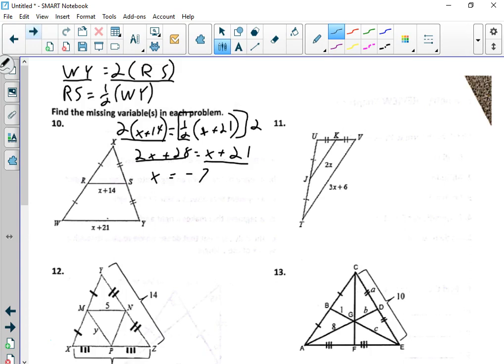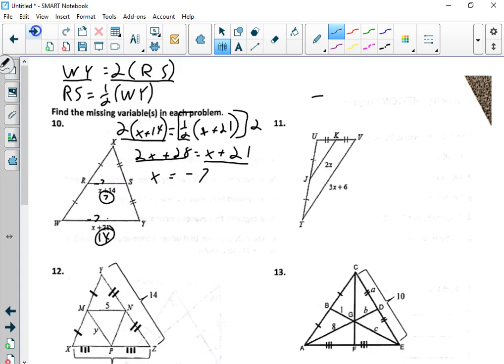And some of you are going to say, oops, I made a mistake. No, you didn't. But we can't have a measurement that's -7. We don't. -7 is x. When we plug -7 in right here and right here, 14 minus 7 is 7. 21 minus 7 is 14. Those lengths are positive. And we have a 2-to-1 ratio. 14 is double 7. 7 is half of 14. We're all good.